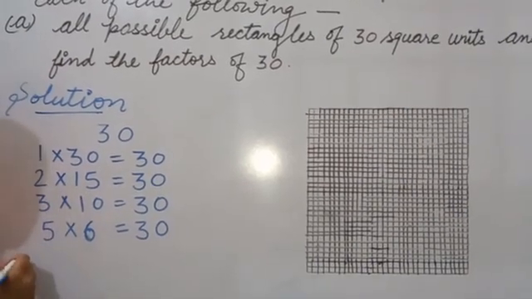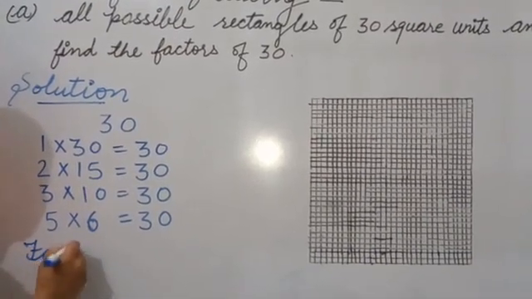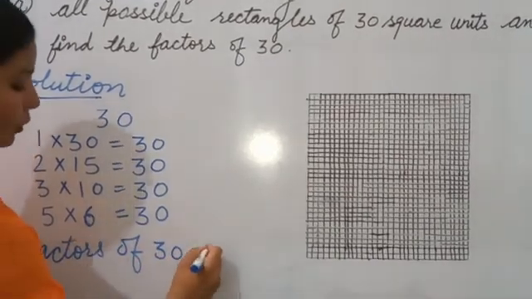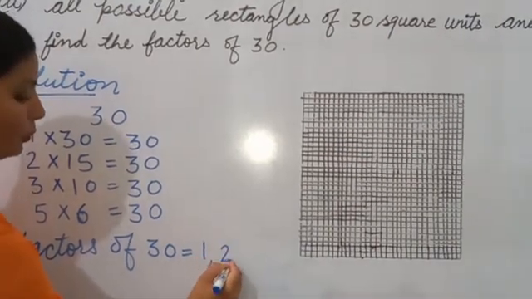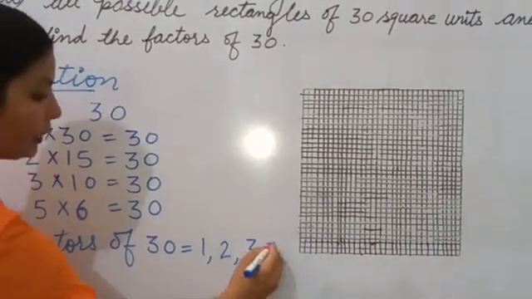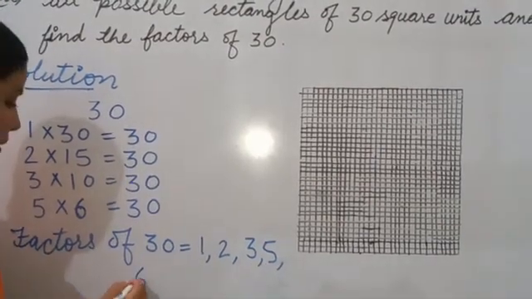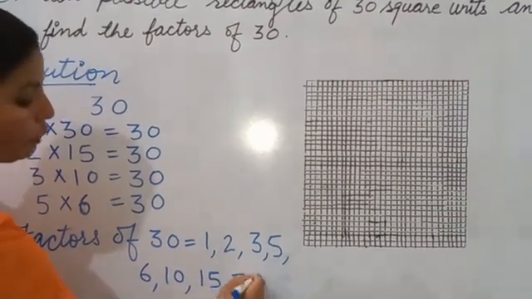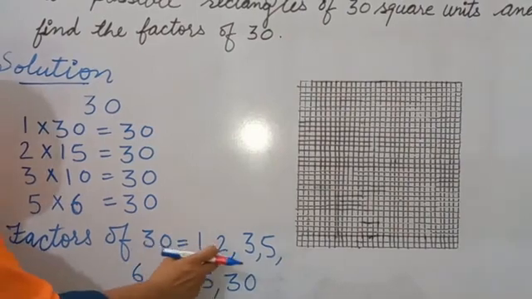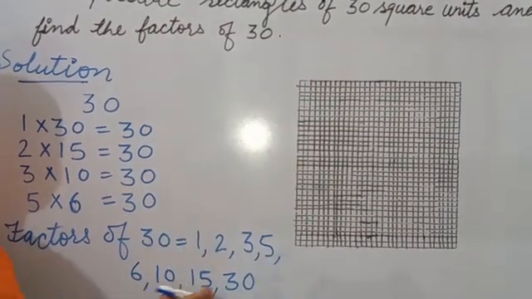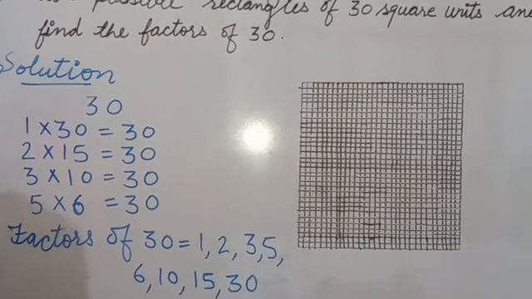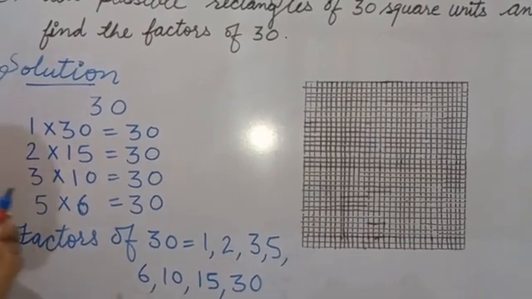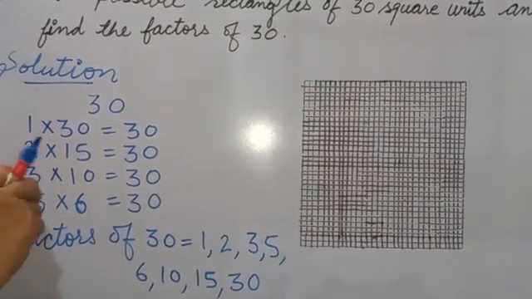So we write here: factors of 30 equals 1, 2, 3, 5, 6, 10, 15 and 30. How many factors are there? 1, 2, 3, 4, 5, 6, 7, 8. That means 8 rectangles are possible to make. We can make 8 rectangles. Because there are 8 factors, it is possible to make 8 rectangles.